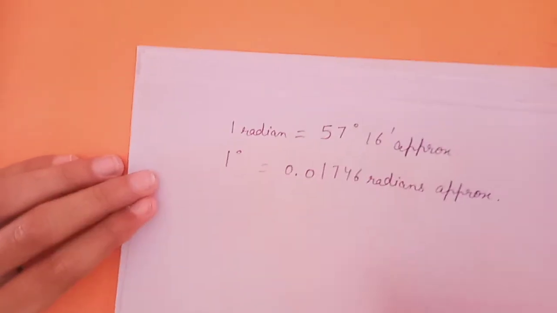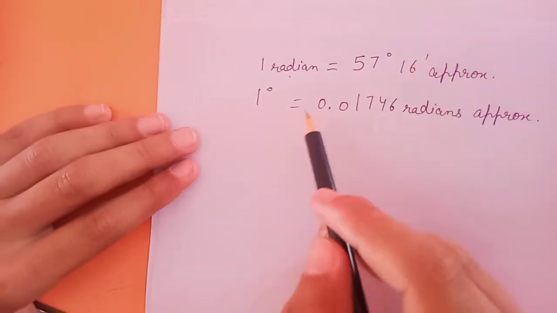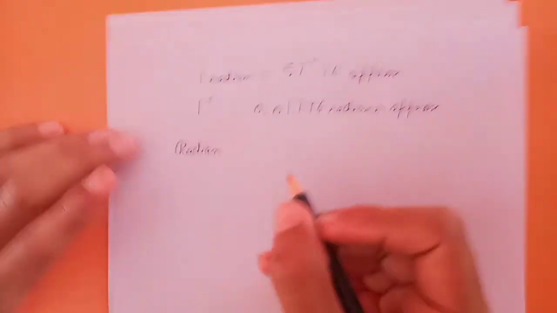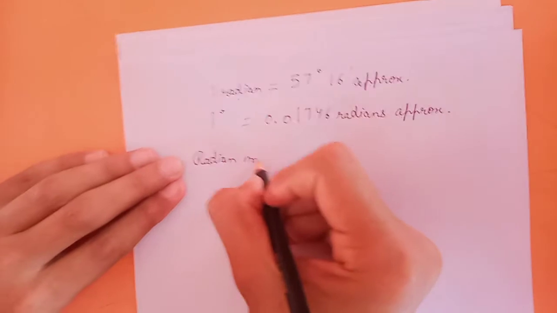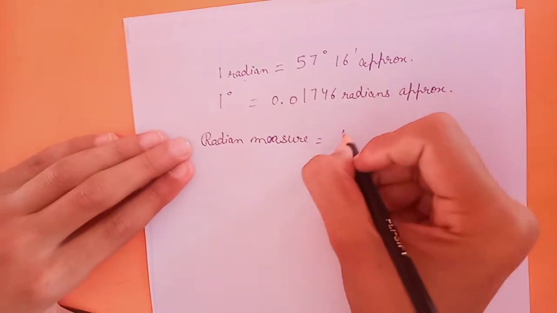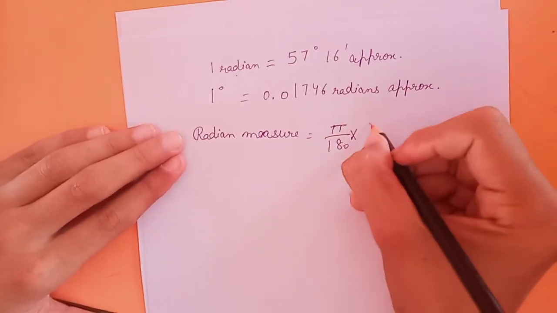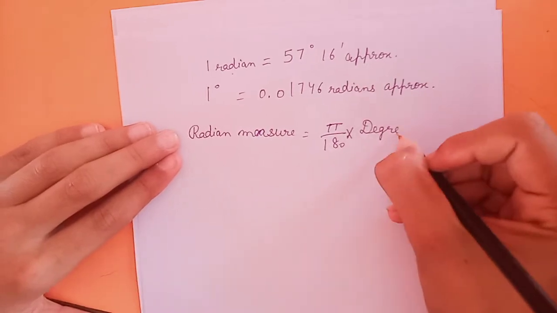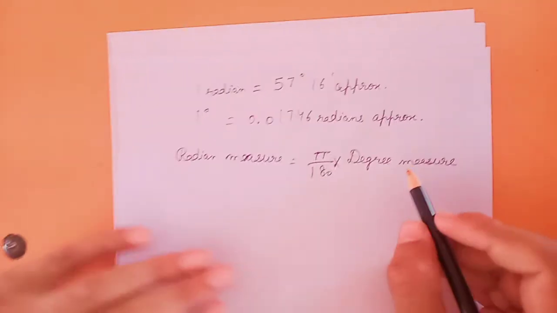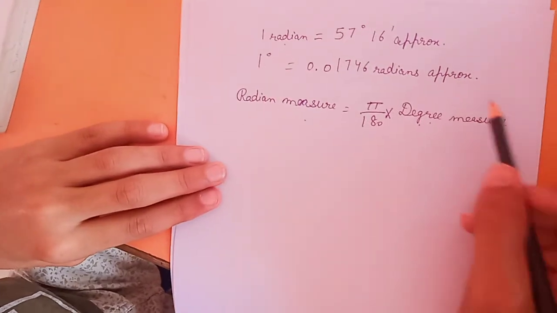Now what is the general formula to convert radians into degrees and degrees into radians? That is: radian measure, which we have to find out, will be equal to pi by 180 into degree measure. This means if we are given degrees and we want to convert them into radians, we can use this method.